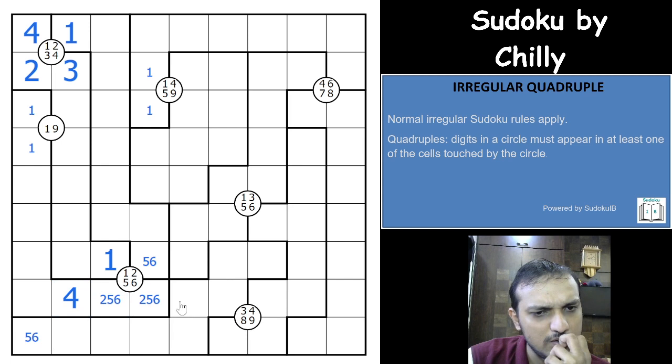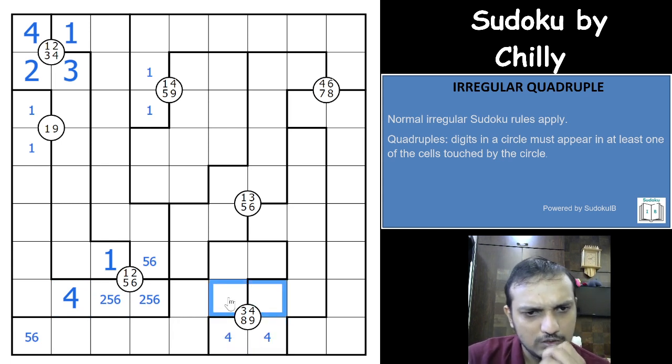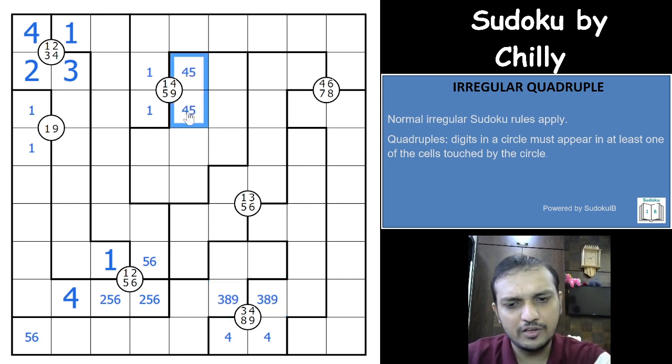5 and 6. Okay. 4 would have to be in one of these two cells. So this is 3, 8 and 9. 4, 5 and 9.